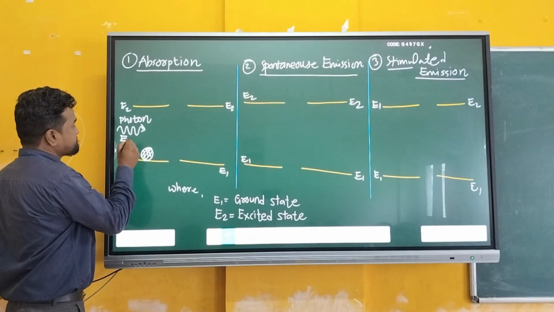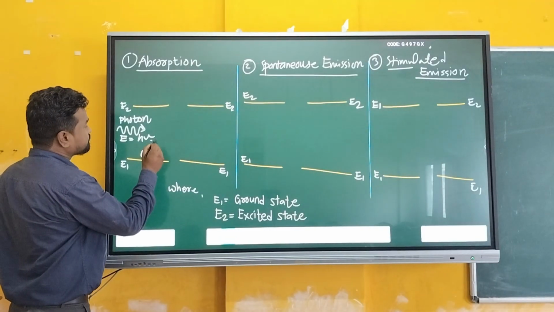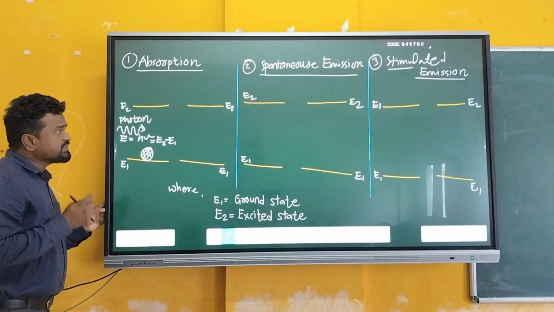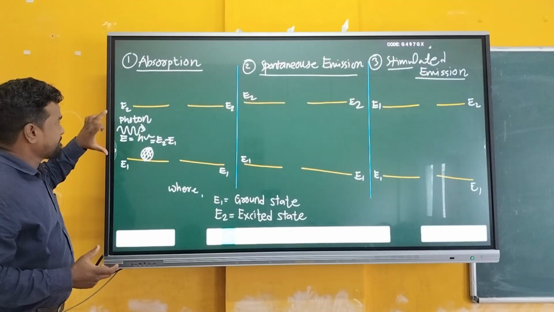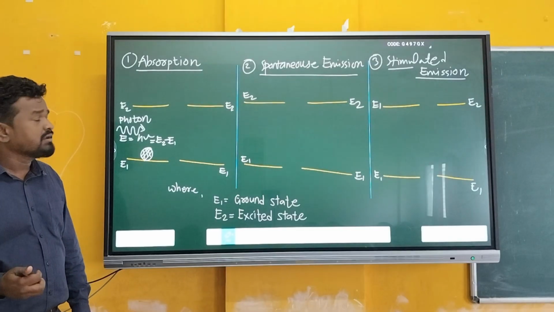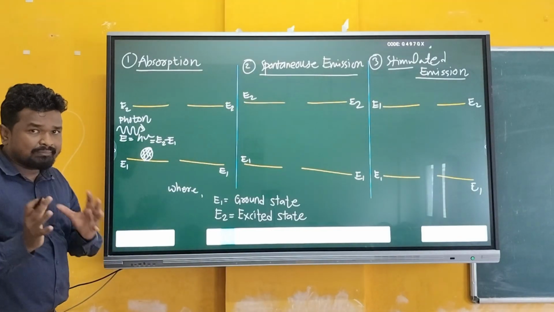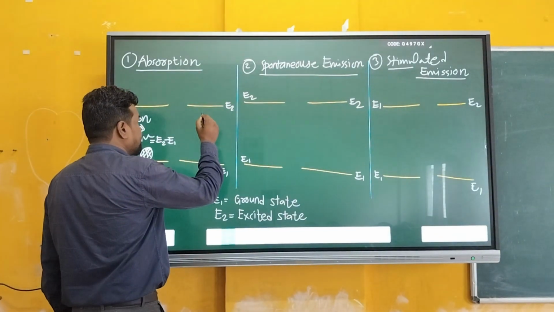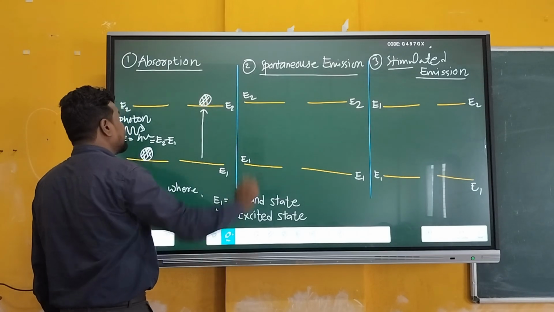There is a photon of energy E2 minus E1 incident on the electron which is at the ground state. So this photon possesses energy which is exactly equal to the difference between the energies of the excited state and the ground state. Then what will happen? This photon will be absorbed by an atomic system, or by an atom, and the electron will go to the excited state.